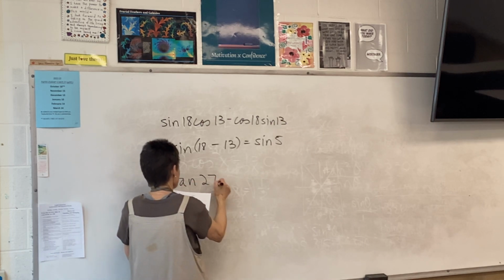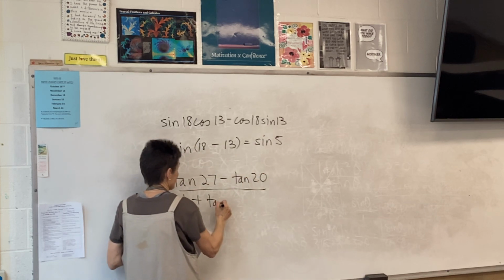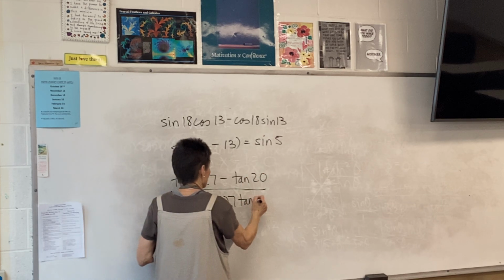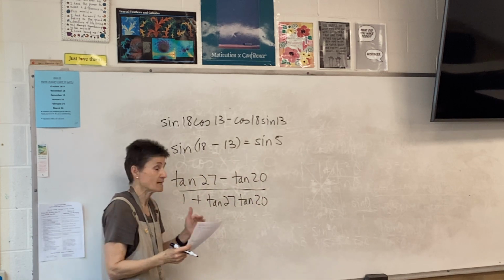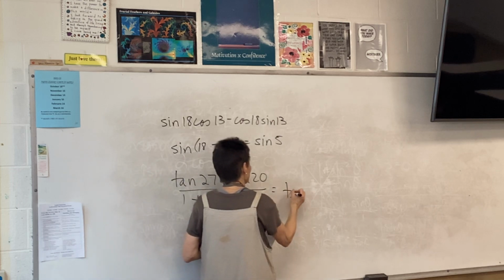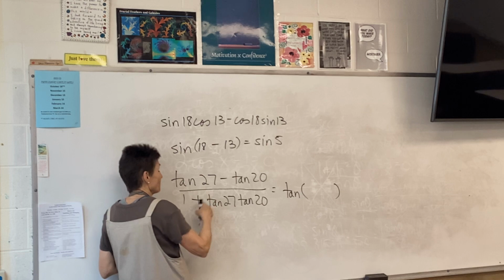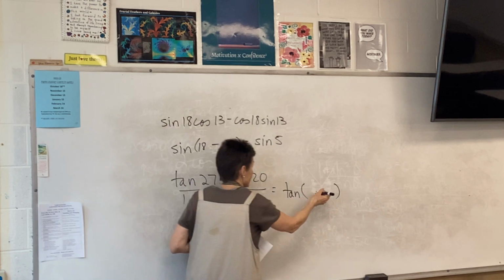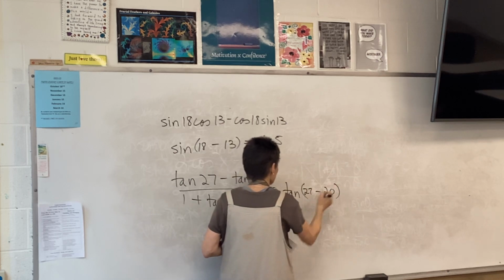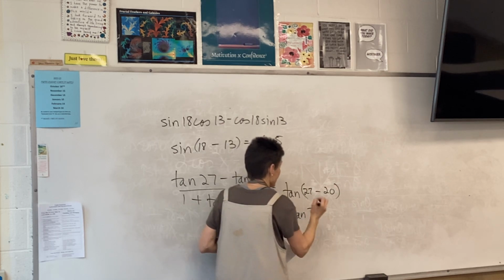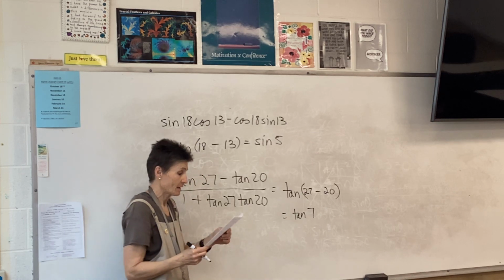Same thing here. We have tan 27 minus tan 20 over 1 plus tan 27 tan 20. Well, that's a tangent formula. If you look on your sheet, that's a tangent formula. So you have to figure out, am I adding or subtracting my angles? And this combination of signs is a subtraction, and the angles are 27 and 20. So this is a formula for the tangent of 7. That's all there is to it.